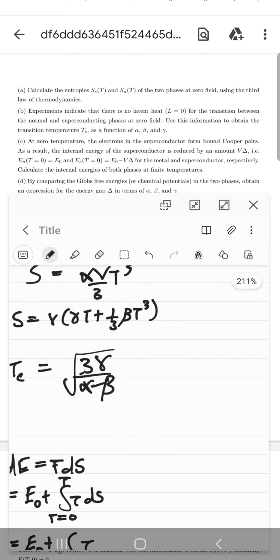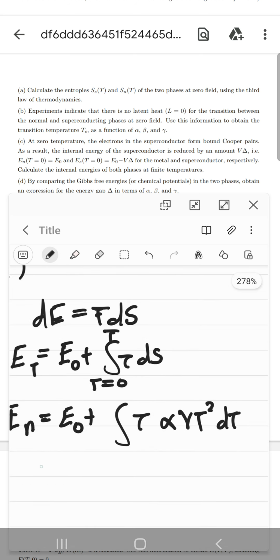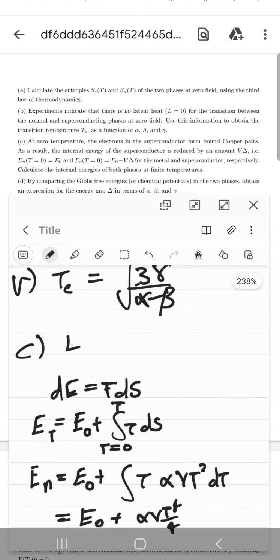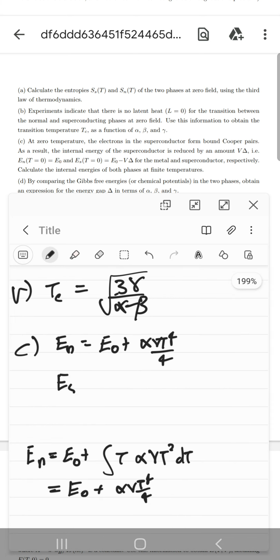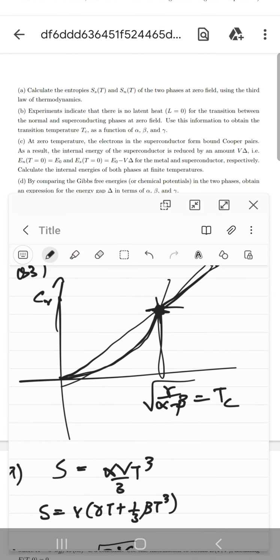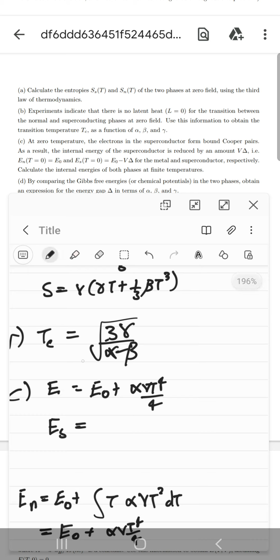So just have alpha V T squared dT, right? So this is just E naught plus alpha V T power 4 by 4. Yeah, that's the thing. All right, let's also figure out the thing for the other guy. So E sub s, I think I just did it for E sub s. Yeah, sorry, this was E sub s, this is E sub n.